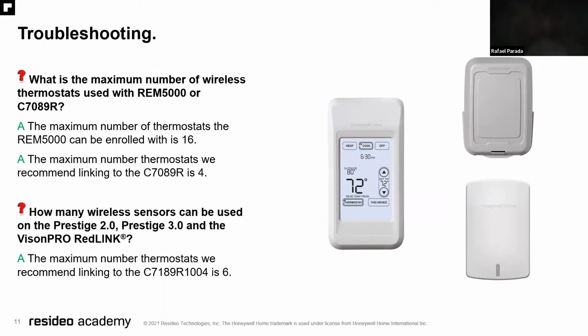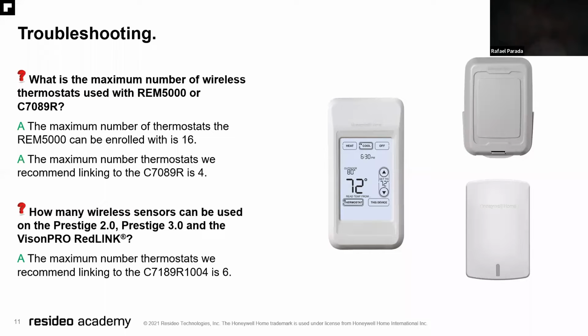Another common question we receive: what is the maximum number of wireless thermostats used with the ERM 5000, the portable control, or the C7089R, the outdoor sensor? For the portable control, the maximum thermostats we can enroll is up to 16 thermostats, so we can control 16 thermostats using only one portable control. And for the outdoor sensor, we can enroll up to 4 thermostats. We recommend enrolling up to 4 thermostats to the outdoor sensor.